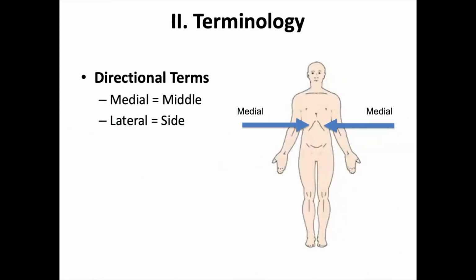All right, medial versus lateral. Medial means closer to the center. So this person's nipples are medial, or more medial than the shoulders. They are closer toward the center.